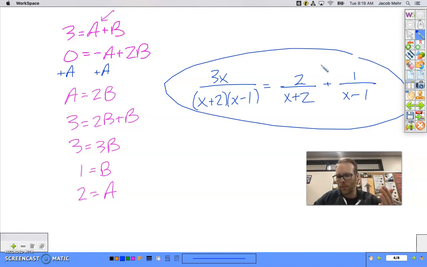Now, looking at my timer here, I don't have enough time to do this, but if you want to check your answer, you can certainly graph the left side of the equation. You can graph the right side of the equation, and you can make sure that they match up.